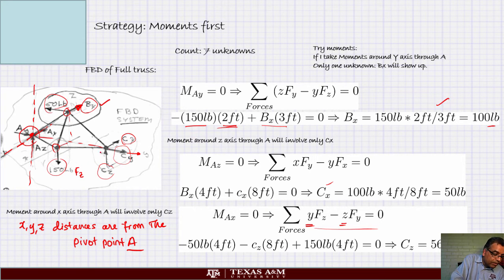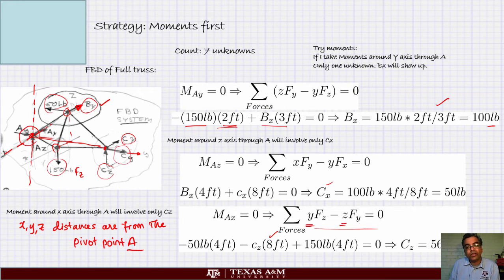So the y distance for CZ is not 4 feet, it's 8 feet. That's why it's 8 here. Can you see that? So please pay attention to where you are measuring. Everything is through this pivot point. Excellent. So we got 3.